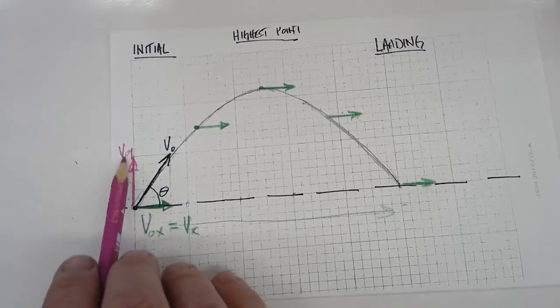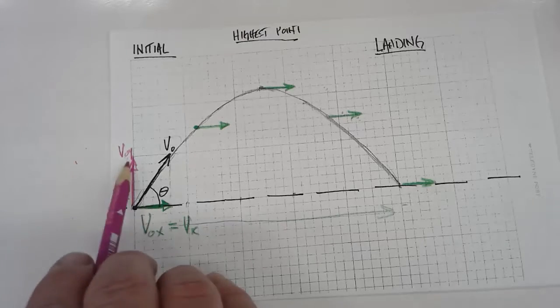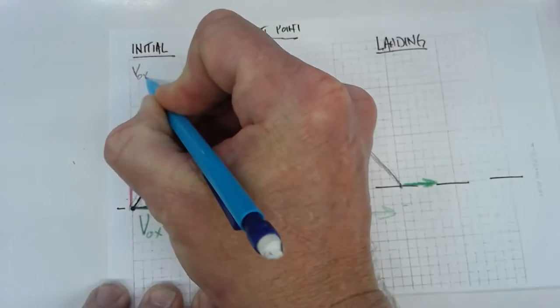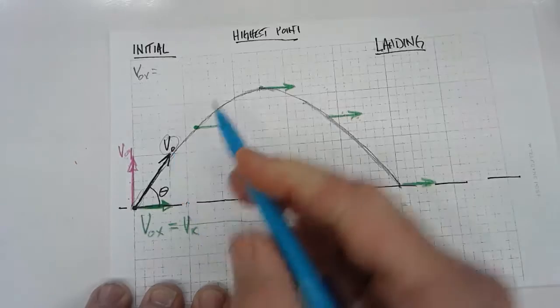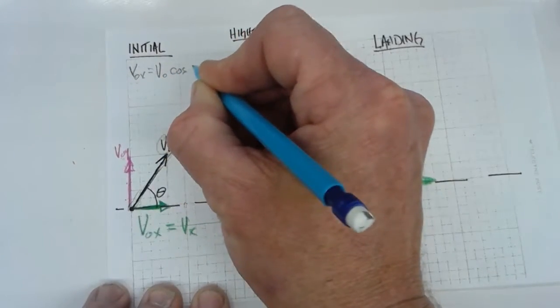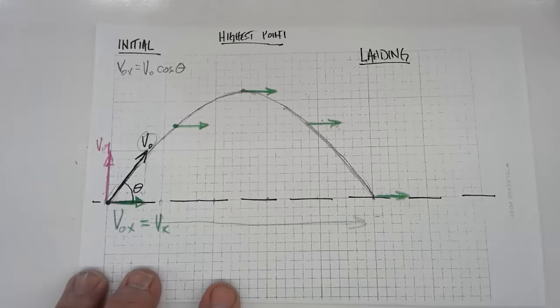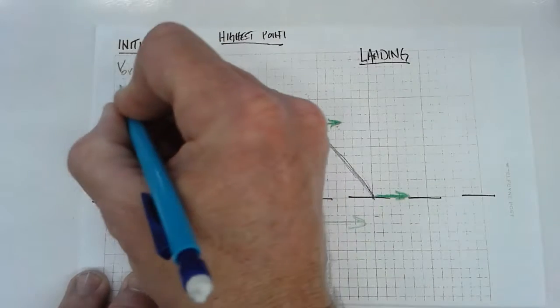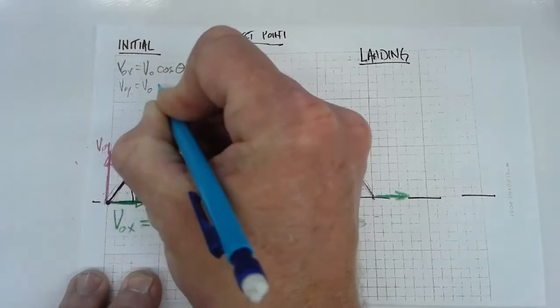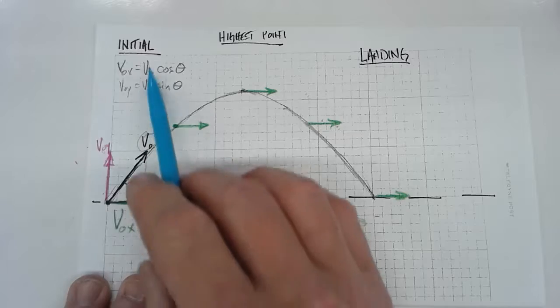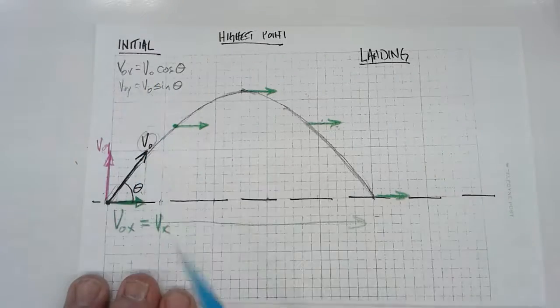How do we find these numbers, VOX and VOY? Well, if you did your vectors over your summer assignment, you know that VOX, you're just going to take whatever this is for VO and multiply it times the cosine of the angle that you're given. And VOY is going to be VO times the sine of that angle. But you already knew that. So as soon as I said, the first thing I'm going to do is find the numbers associated with, if I can, VOX and VOY.